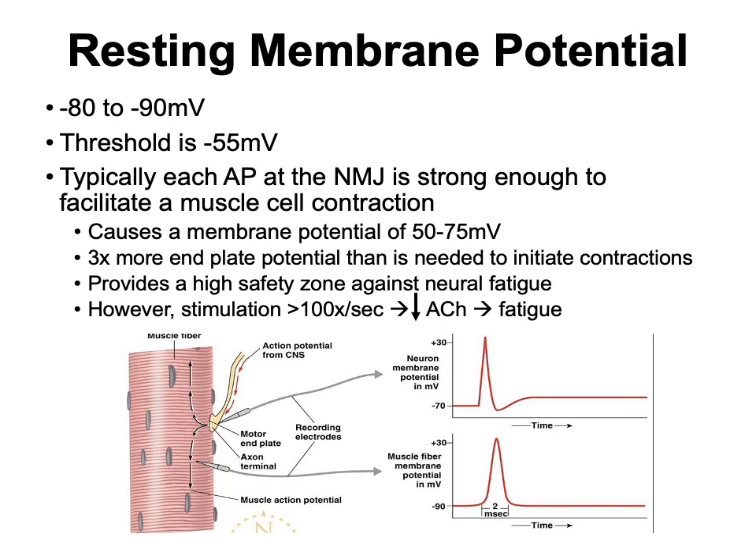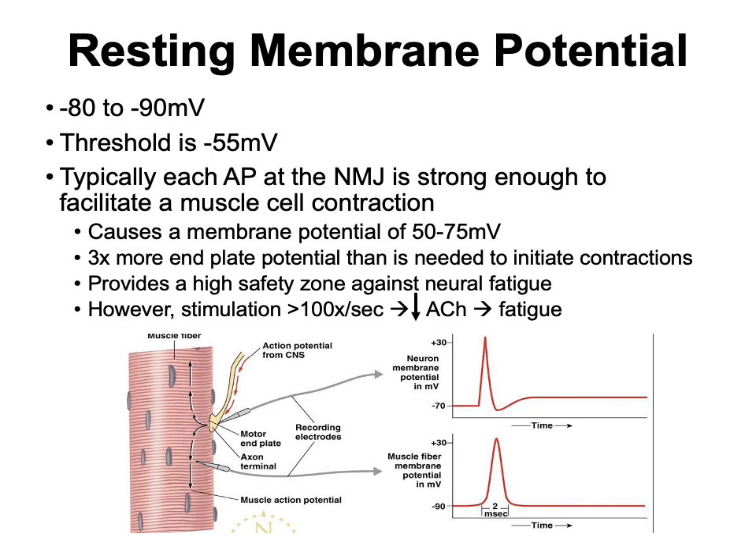The resting membrane potential of a skeletal muscle fiber is negative 80 to negative 90 millivolts. That's a little bit higher than it was for a neuron. If you remember, a neuron was negative 70 millivolts. However, the threshold is the same as a neuron, negative 55 millivolts.